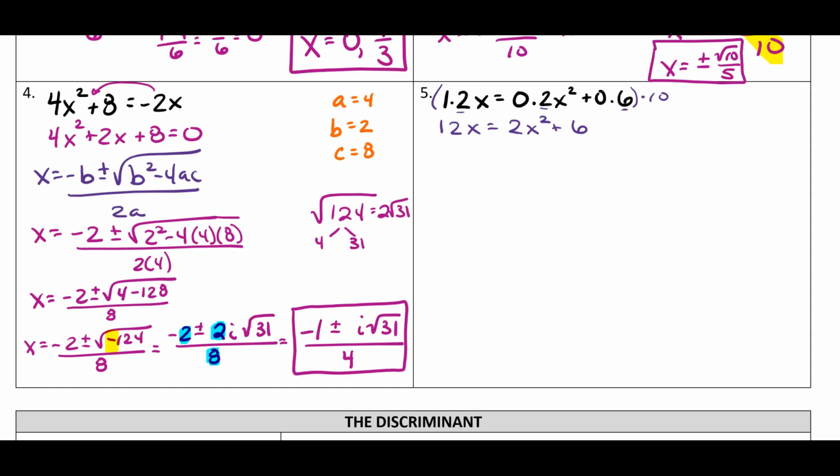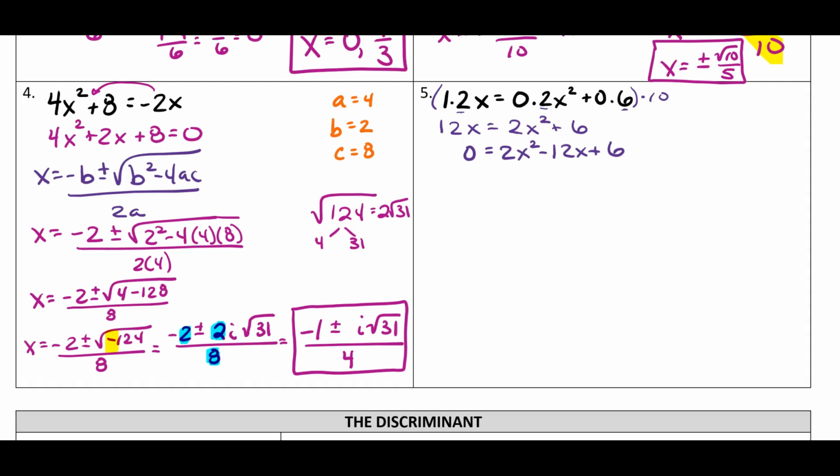But I want exact answers, and it's going to be a little difficult to do that with decimals. So the next thing we're going to do is move this 12x over here in between the 2x squared and the 6. To do that, I'm going to have to subtract it. So that's going to give me 0 equals 2x squared minus 12x plus 6. So again, simply getting things in standard form.